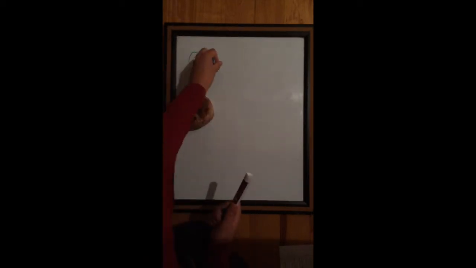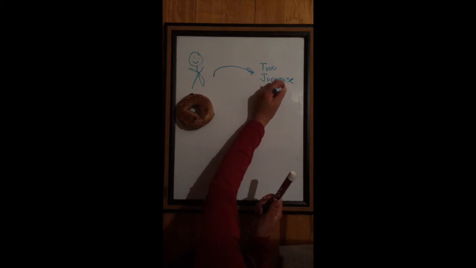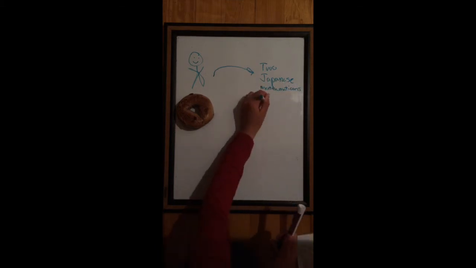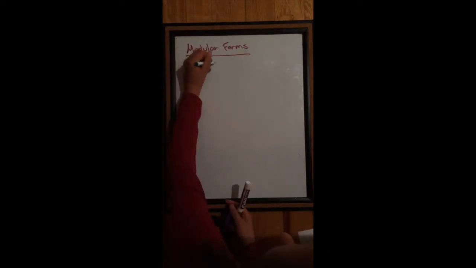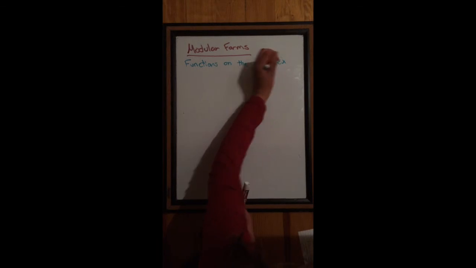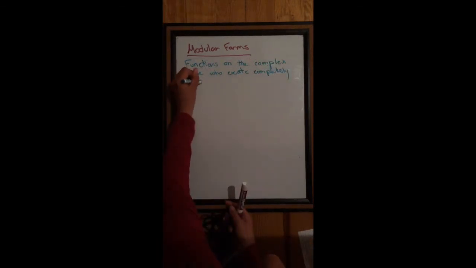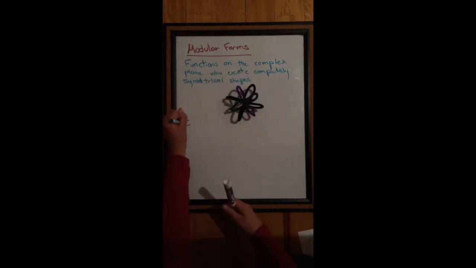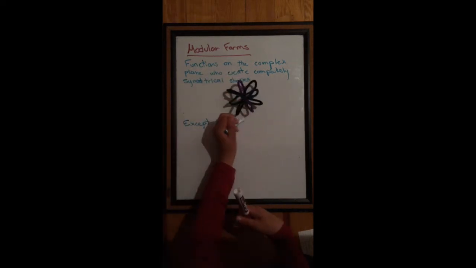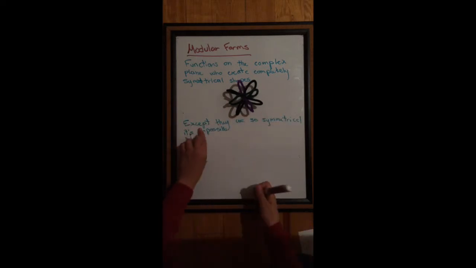So while Wiles was studying elliptic curves, 2 Japanese mathematicians halfway across the world were studying modular forms. So what are modular forms? Modular forms are functions on the complex plane that create completely symmetric shapes. They are so symmetrical that many people believed they didn't exist. They were proven to exist, though.